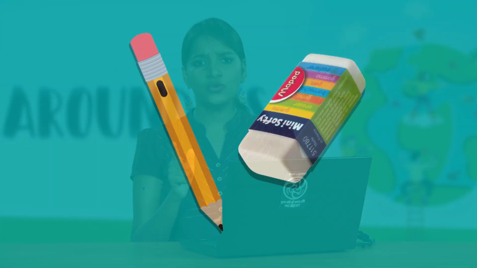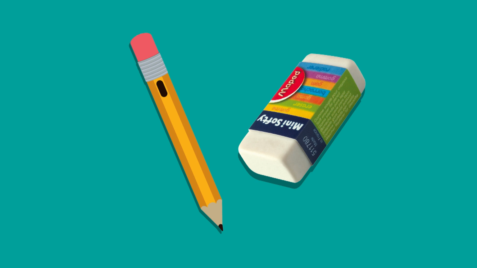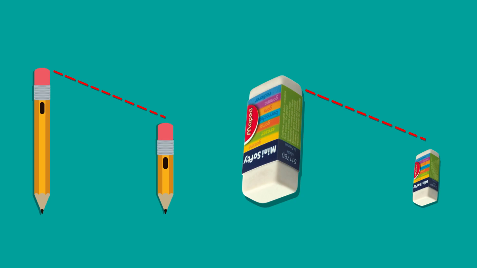Let us look at some more examples. Students, you use a pencil and an eraser. With time and repeated use, their shape and size changes and it becomes smaller. Can we reverse this change? No, we cannot reverse it.